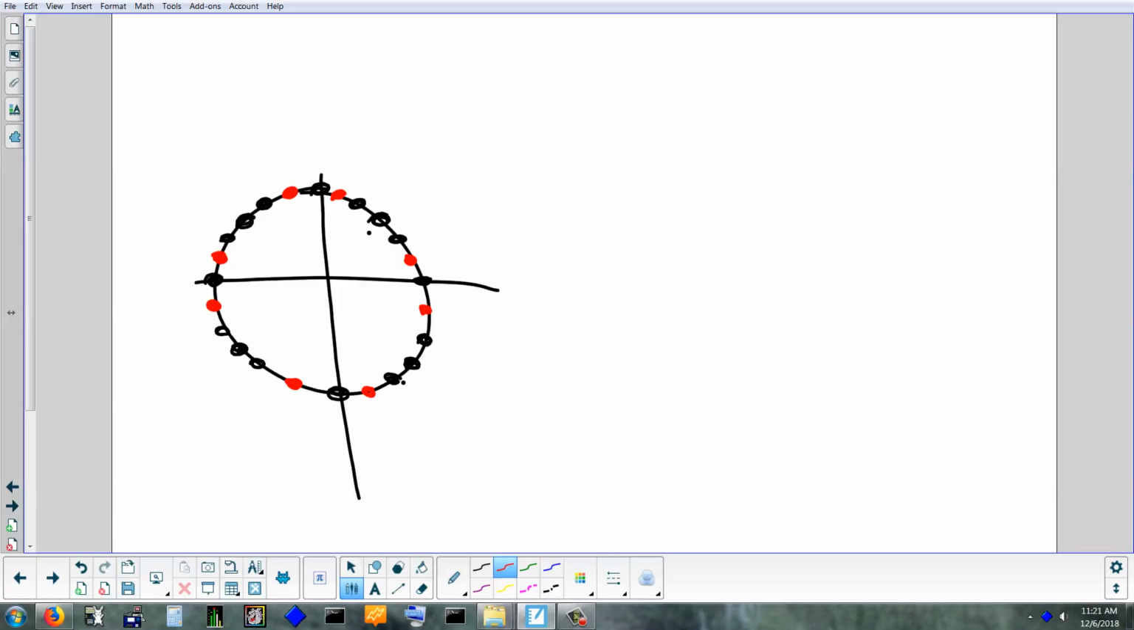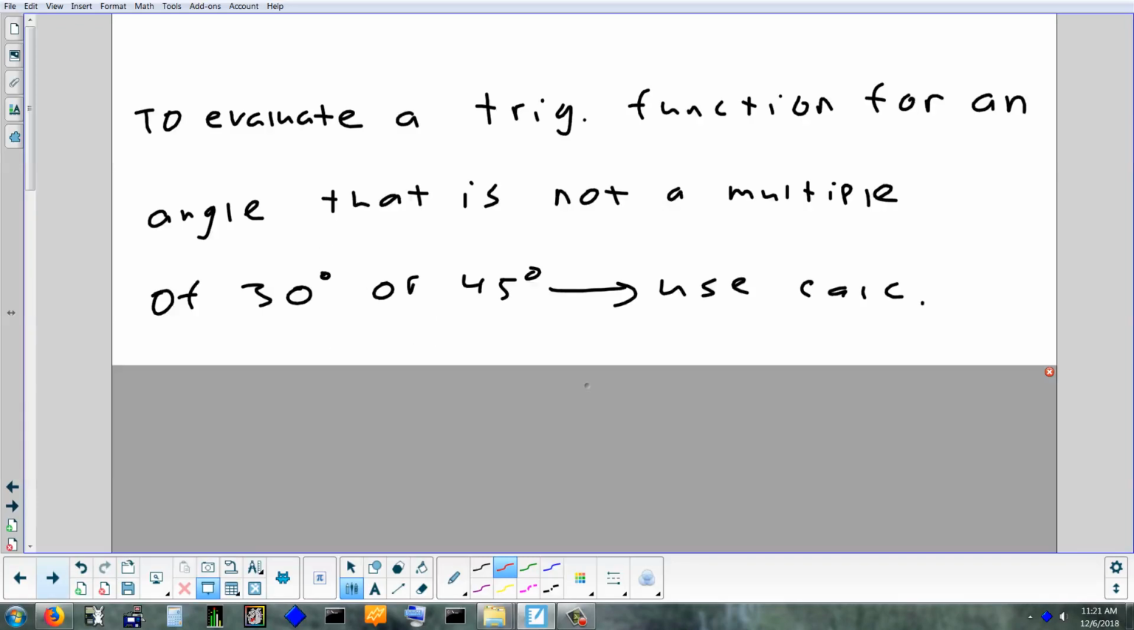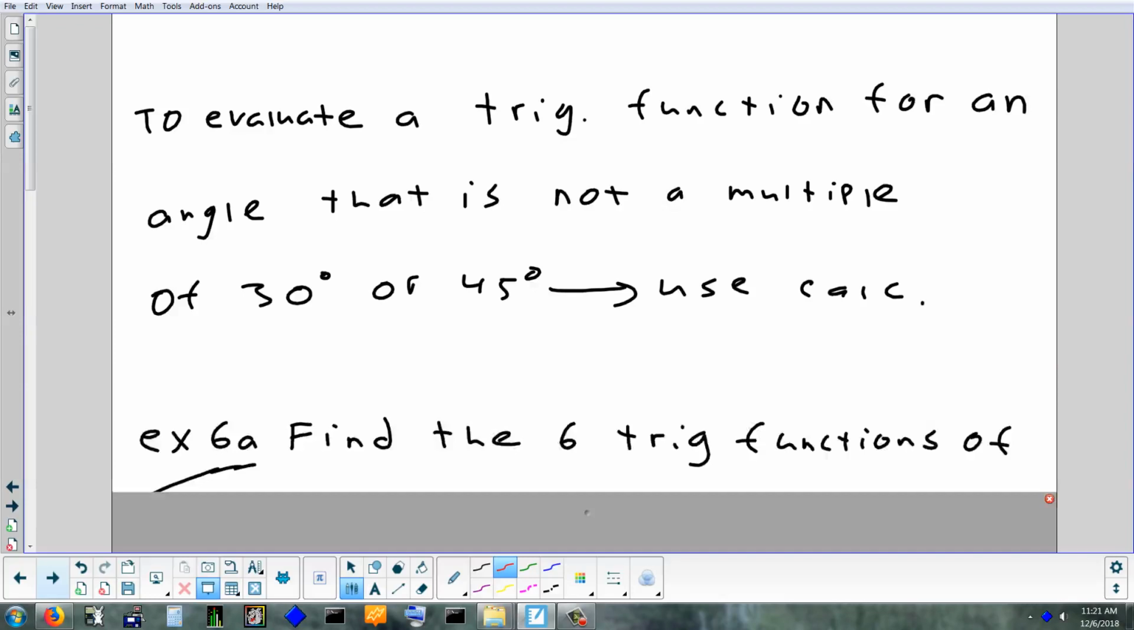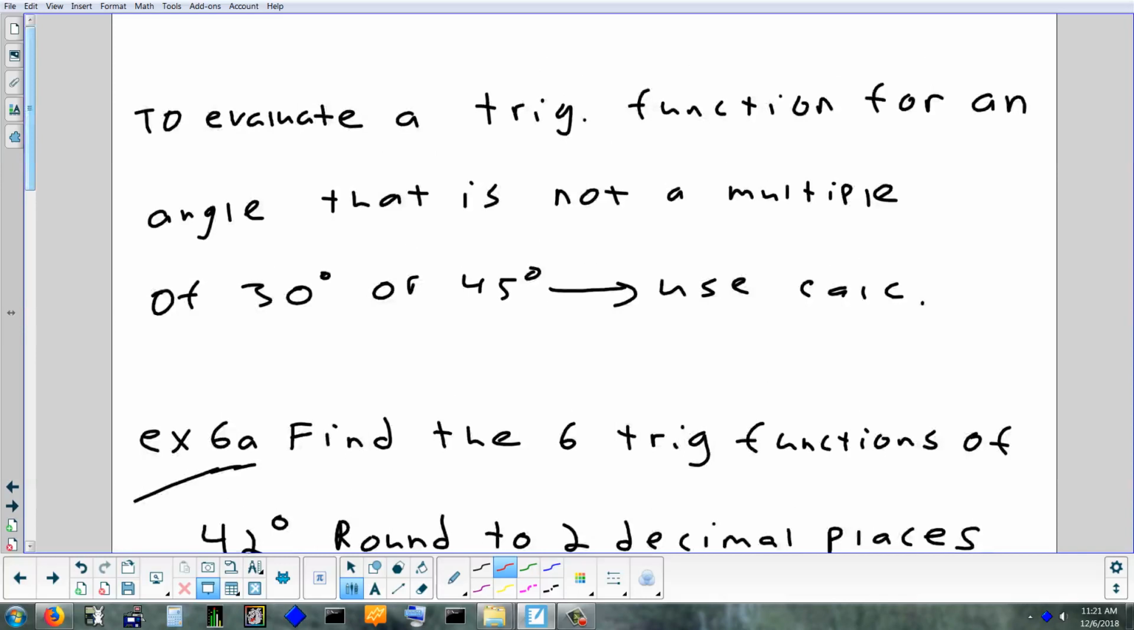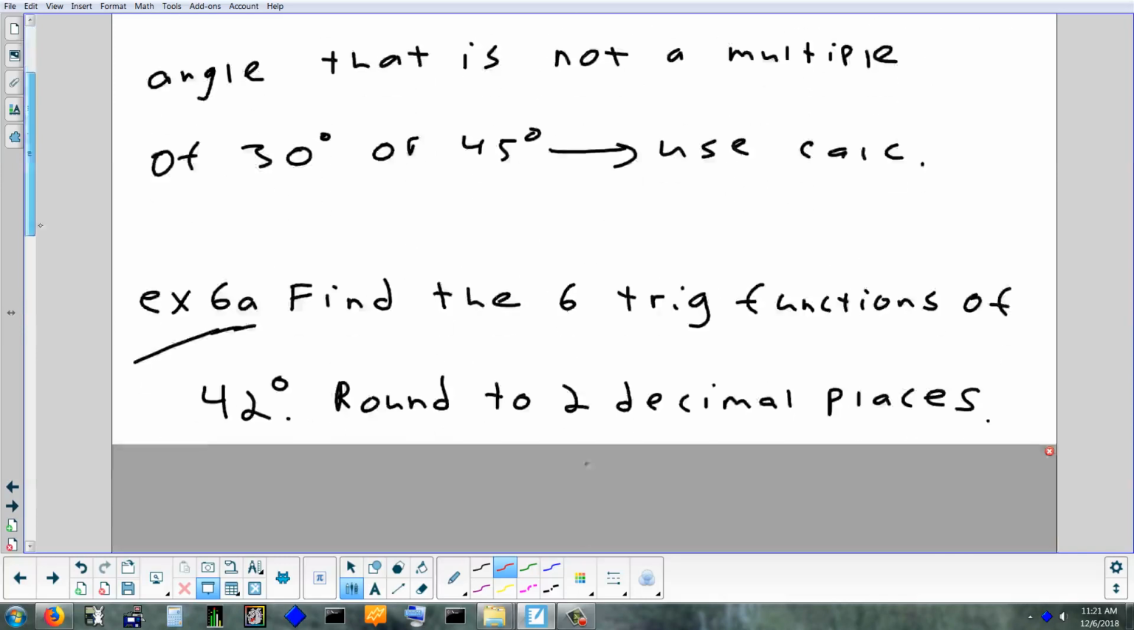Okay. So what happens if you have a trig function that's not a multiple of a 30 or 45? Well, we use the calculator. So if I asked you, like, what's the sine of 42 degrees? Well, first thing I say is, okay, is 42 a multiple of 30? No. Is 42 a multiple of 45? No. So this is not one that we can do on the unit circle. So we use the calculator. And I'll show you how to do it.